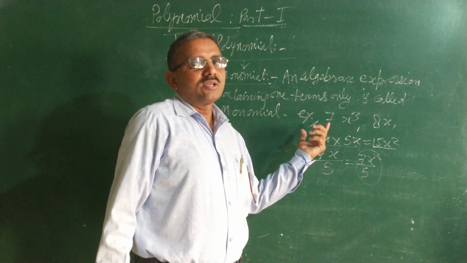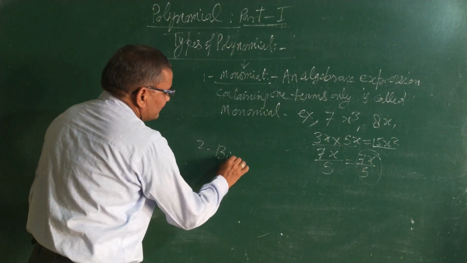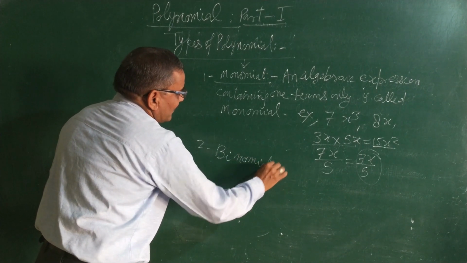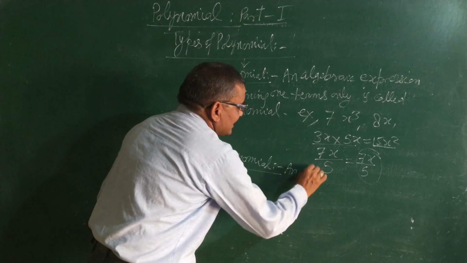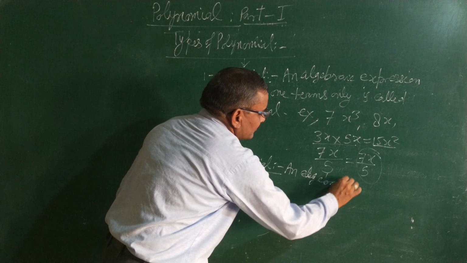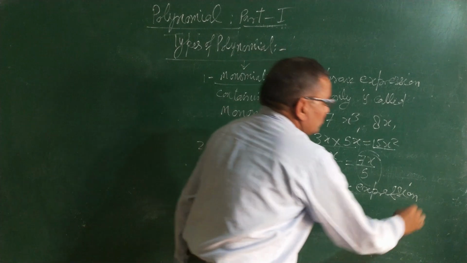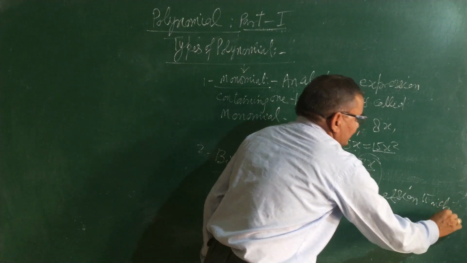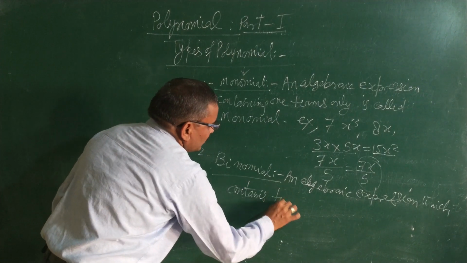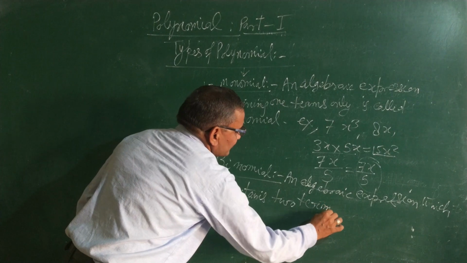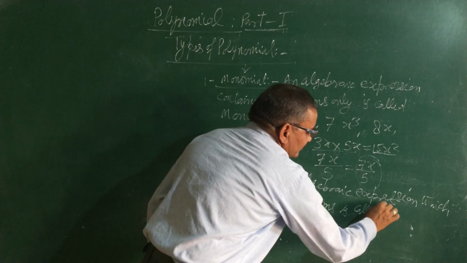That is monomial. Again, binomial. Binomial: an algebraic expression which contains two terms is called binomial.